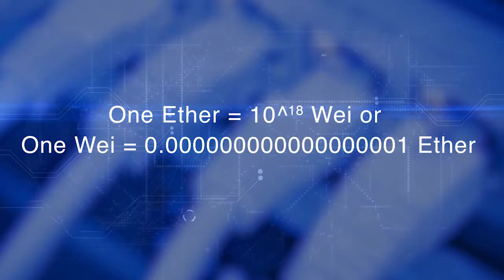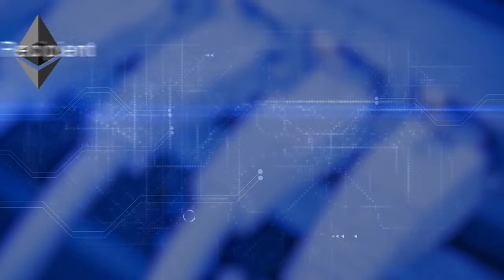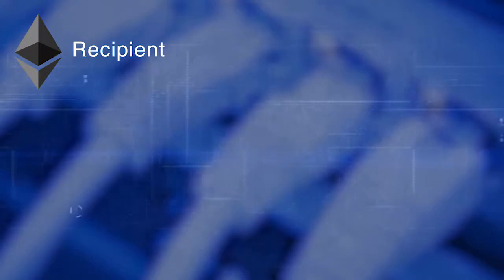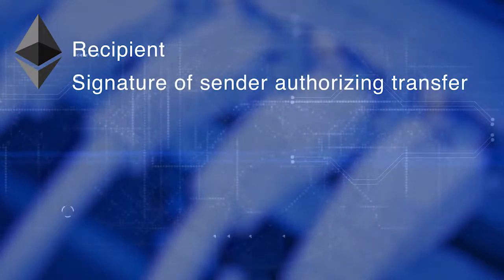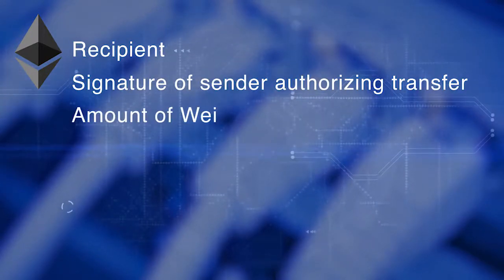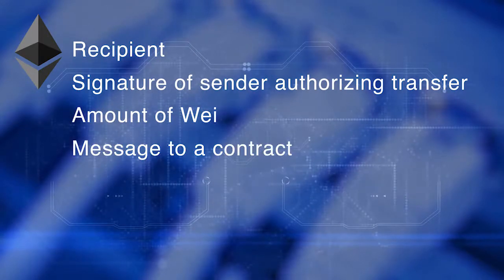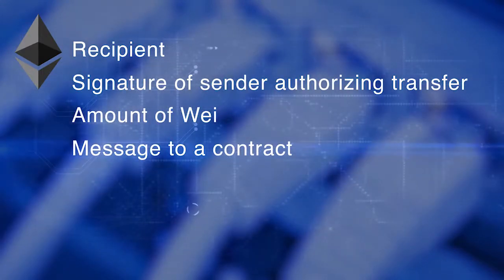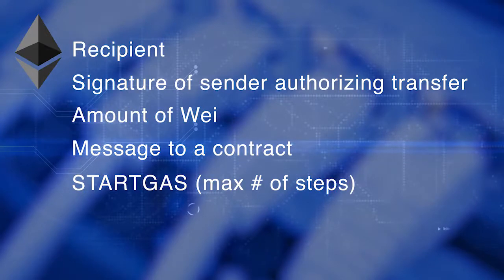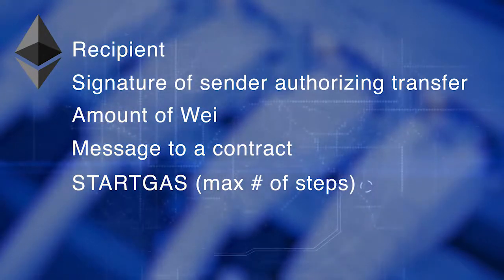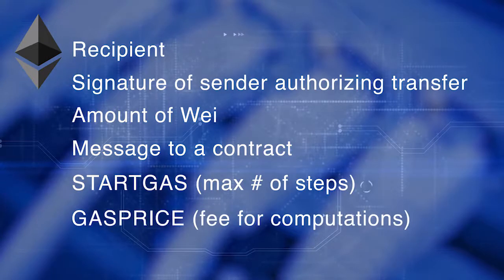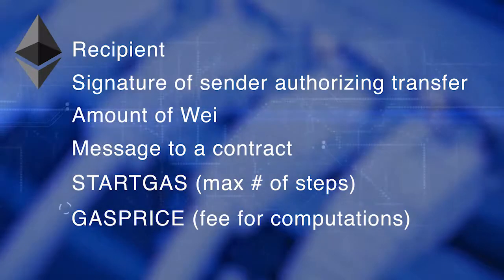A transaction in Ethereum includes the recipient of the message, digital signature of the sender authorizing the transfer, amount of Wei to transfer, an optional data field or payload that contains a message to a contract, start gas, which is a value representing the maximum number of computational steps the transaction is allowed, and gas price, a value representing the fee the sender is willing to pay for the computations.